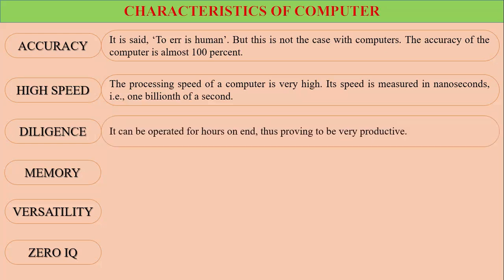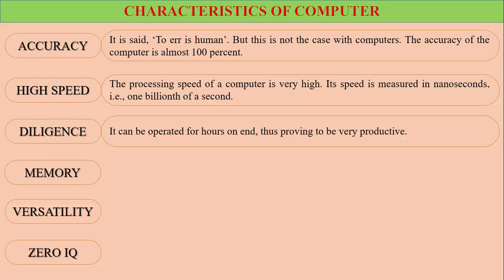Next one is diligency. Diligency means it can be operated for hours on end, thus proving to be very productive. It is said that unlike human beings, a computer does not get tired or bored. You can operate the computer for hours and the computer is going to work at the same speed.